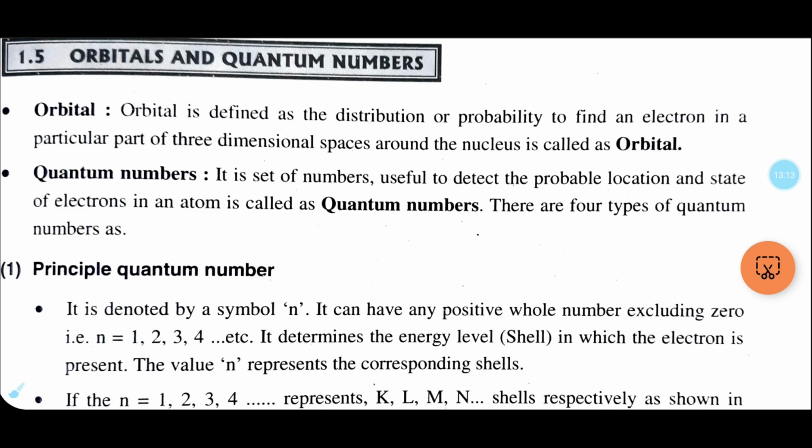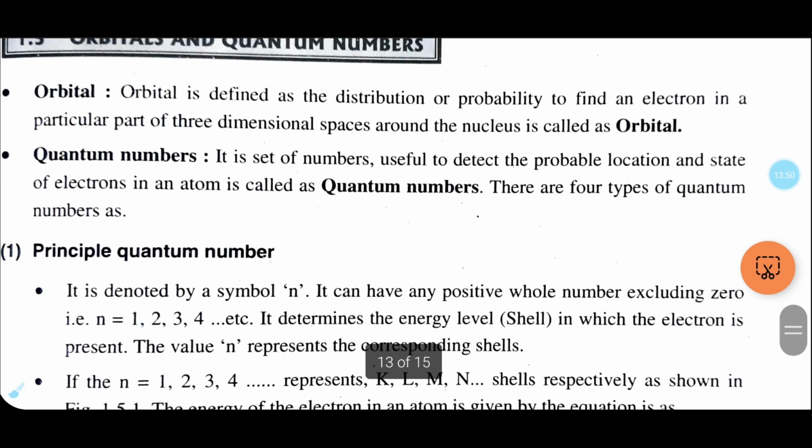So, quantum number, let us see the quantum number. Now, what is a quantum number? It is a set of numbers. These numbers are useful to detect the probability of location and the state of the electron in the atom. Where the electrons are situated in the orbit, what the position of the electron is, and what the state or momentum of the electron is, we can say by using the set of numbers: the principal quantum number, azimuthal quantum number, magnetic quantum number, and the spin quantum number. All these quantum numbers give us the location or probability of the electron. So, there are four types of numbers, as we see.